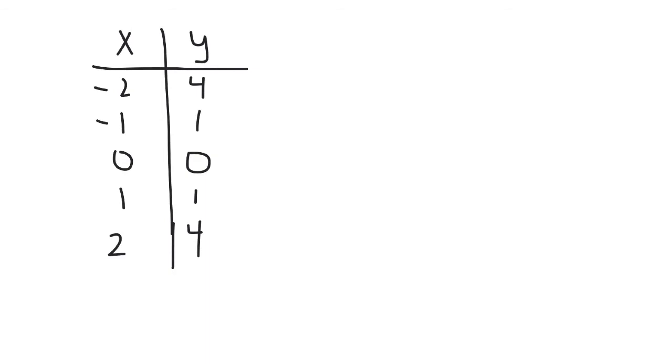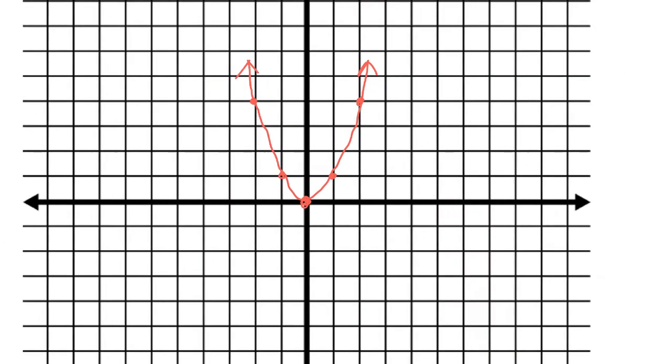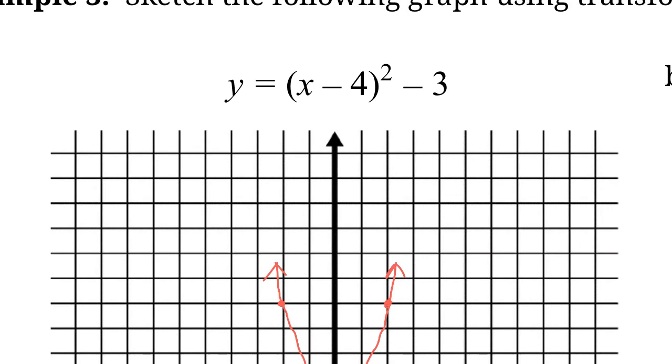Now the question is asking us to take that parent equation and turn it into this equation, y equals (x - 4) squared - 3. So remember that the h value inside the bracket and the k value outside at the end of the equation represent horizontal and vertical shifts, or horizontal or vertical translations. So we can take those values and apply the transformations.